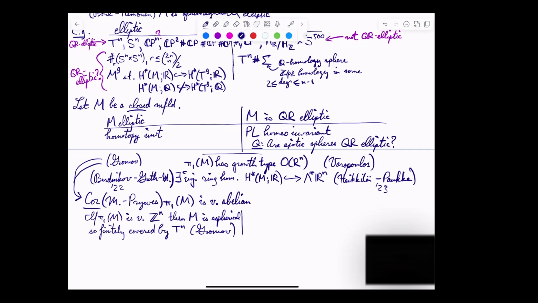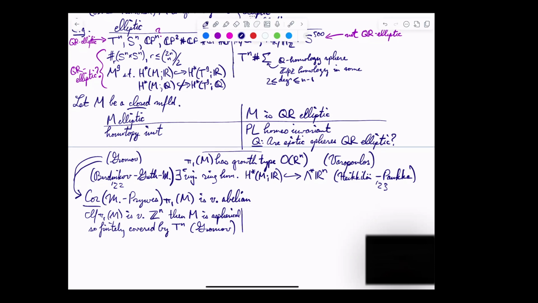Okay, so we see that a lot of things are true for both of these concepts, and so a natural question which Gromov asked before knowing a lot of this is: are these two properties actually equivalent?